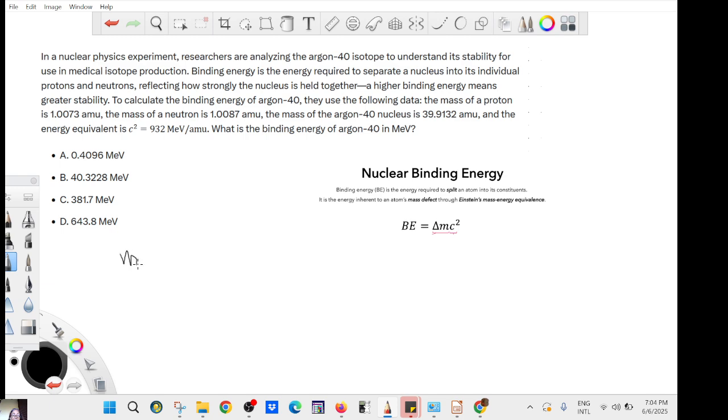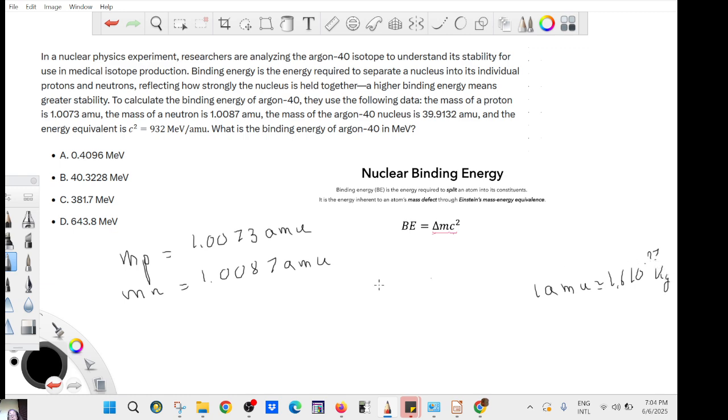So we have the mass of a proton is 1.0073 atomic mass unit. The mass of a neutron is 1.0087 atomic mass unit. And an atomic mass unit is about 1.6 times 10 to the negative 27, about. So anyway, use those units here. And this is the mass of argon.